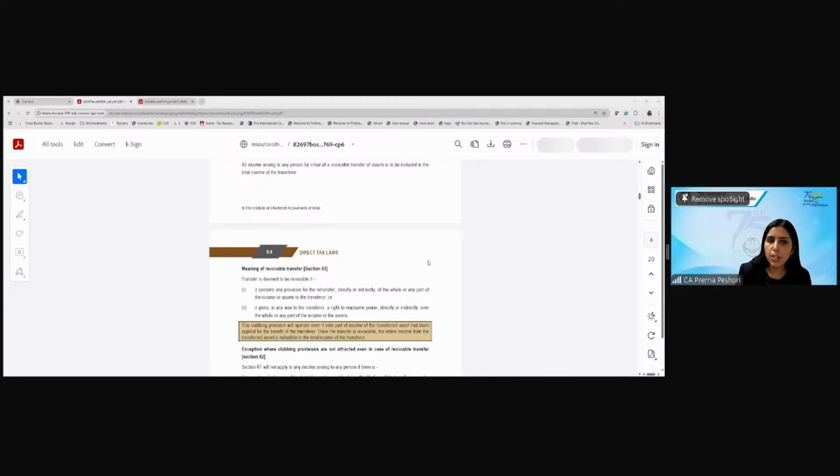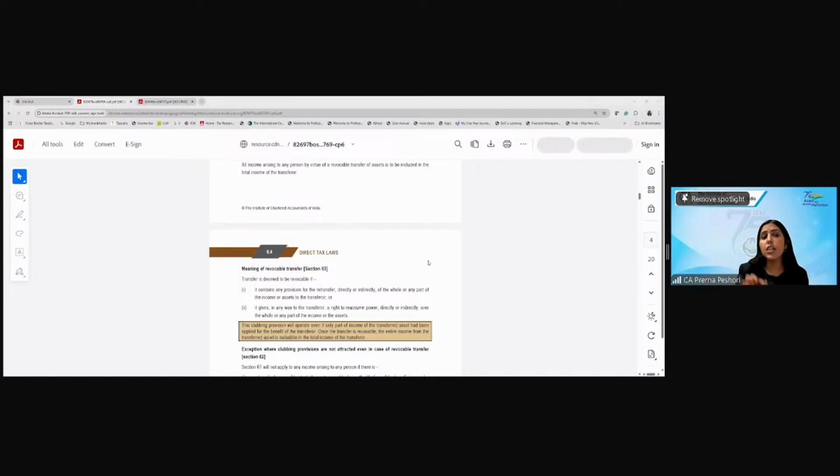So in that particular case, this will be considered as a revocable transfer of asset, and income from the revocable transfer of asset will be the income of the transferor only. So any income arising from the revocable transfer will be included in the income of the transferor. Are we clear? Clear? Now, there is an exception to that.